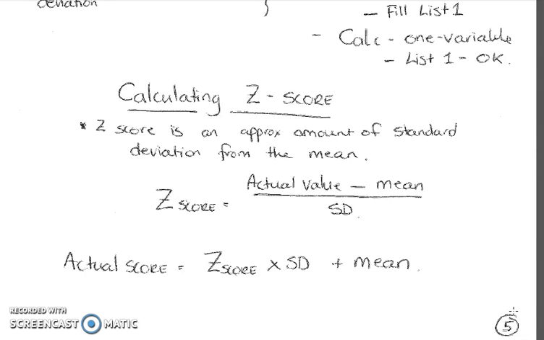You can quickly calculate something called the Z-score. Z-score is just an approximate amount of standard deviations from your mean. So you have your actual value minus your mean, and you divide it by your standard deviation. You can actually go back by rearranging this formula to work out an actual score if you've been given your Z-score, standard deviation, and your mean. So that's a really quick approximate way of working out how far a value is from the mean.